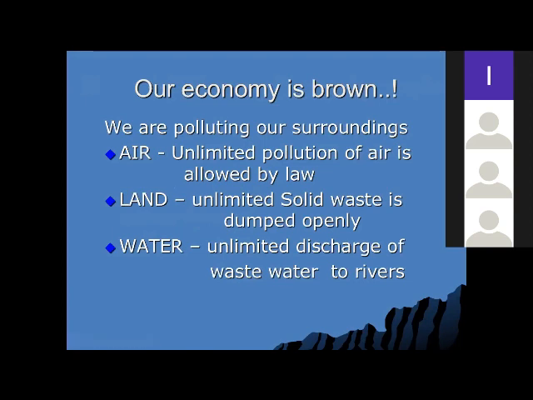Now, our economy is brown actually. We are polluting the surroundings. Air is polluted. There's no law, or laws are not properly implemented. Land is polluted, with solid waste dumped openly, and the water is polluted, with discharge of wastewater to rivers and many other things. Air, land, and water are all polluted. Our economy is brown mainly because our industry is also not properly organized or controlled. Those are real problems for development as well as sustainability.